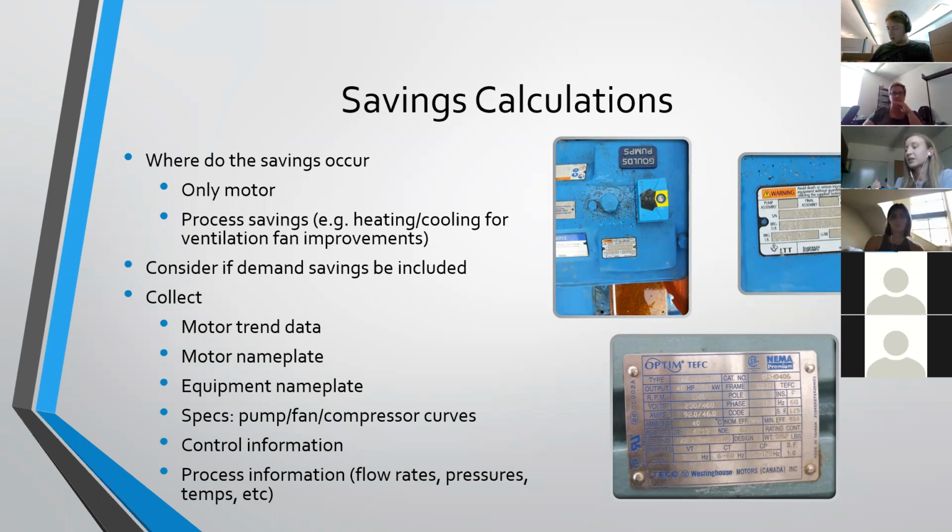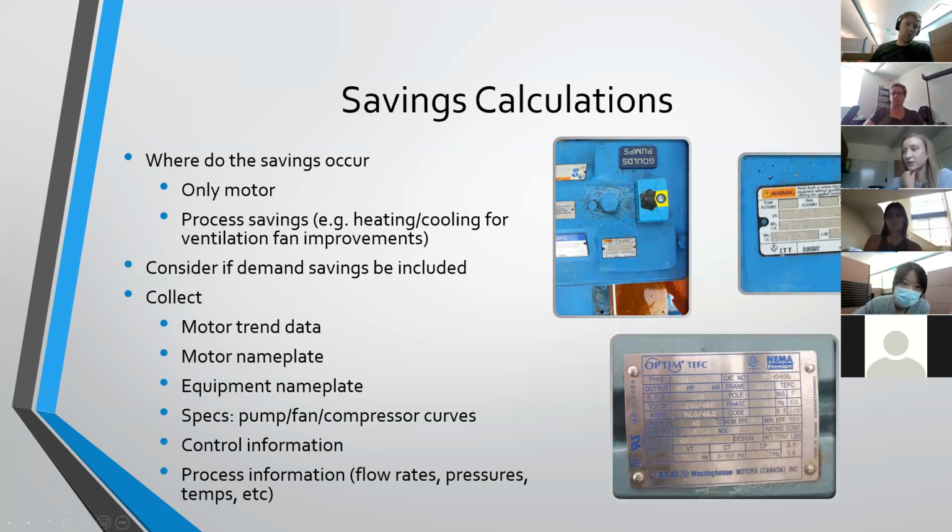Another thing, consider if demand savings should be included. So if your VFD is running at part load constantly, or that's what you want it to be running at, and right now it's running at full load, then you're going to get that full kilowatt savings in between the difference. But if your VFD or your motor is ramping up and down, and sometimes it runs at max, sometimes it runs at part load, especially during peak demand hours, then demand savings might not be as likely.